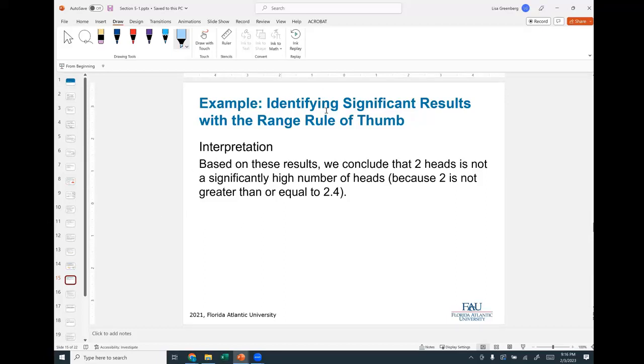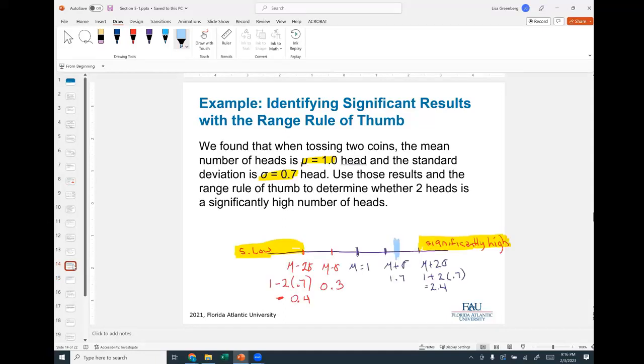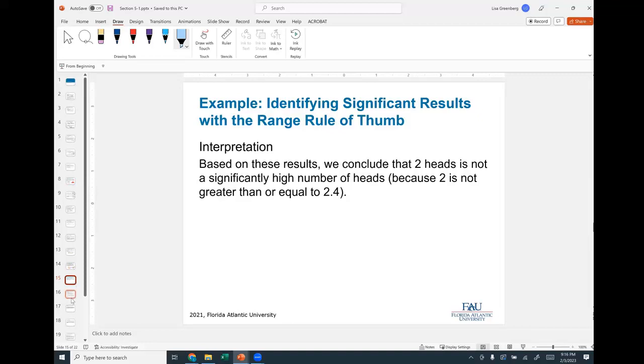Example, identifying significant results within the range rule of thumb. Based on these results, we conclude that 2 heads is not a significantly high number of heads because 2 is not greater than or equal to 2.4, which is exactly what we said. So no, we're good.